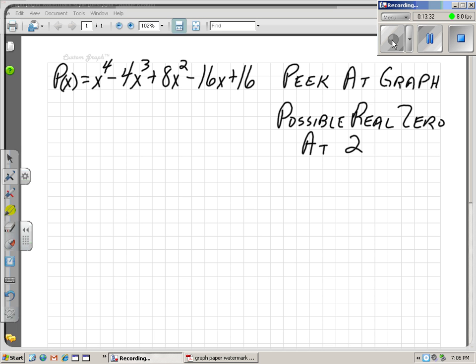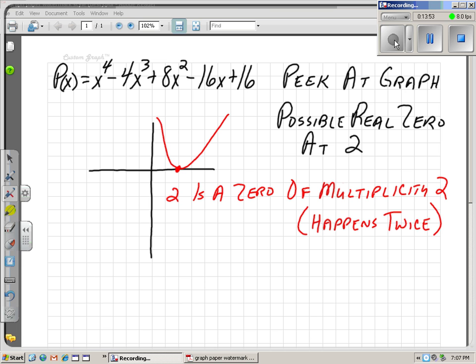I see that there's a possible real 0 at 2, but I also see on the graph that it bounces. You guys remember when something comes down and bounces, it just touches it in one place? So even though it looks like it touches it in one place, there's actually 2 zeros there. So we call that multiplicity 2. That 0 is happening twice. That means that x minus 2 is going to occur twice as a factor. Okay, x minus 2 will happen twice.